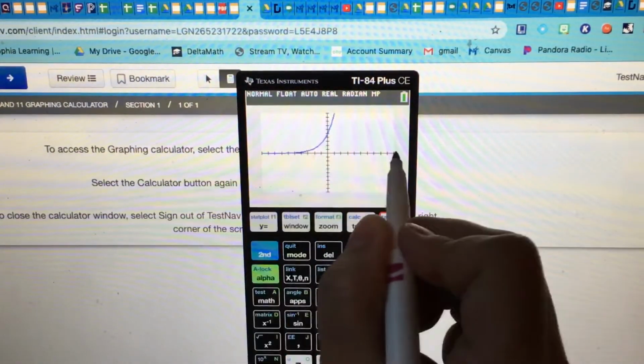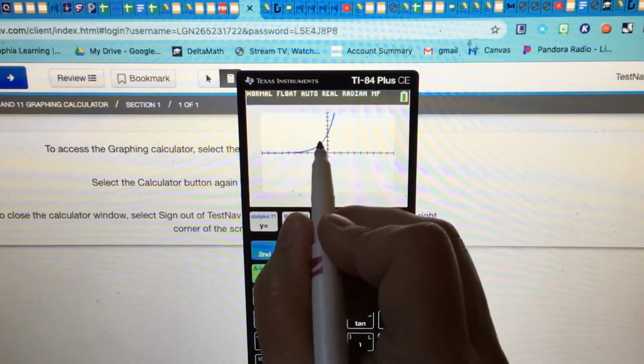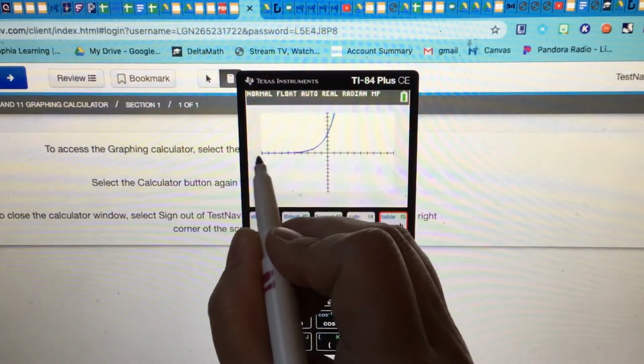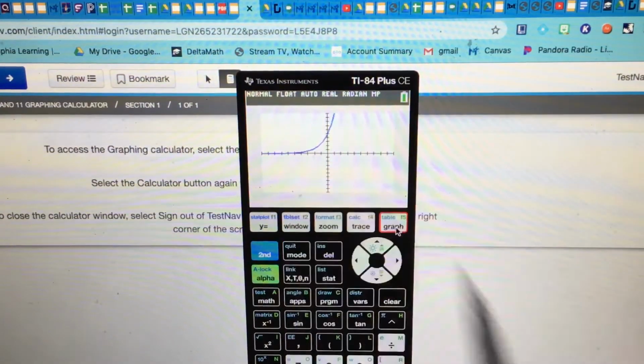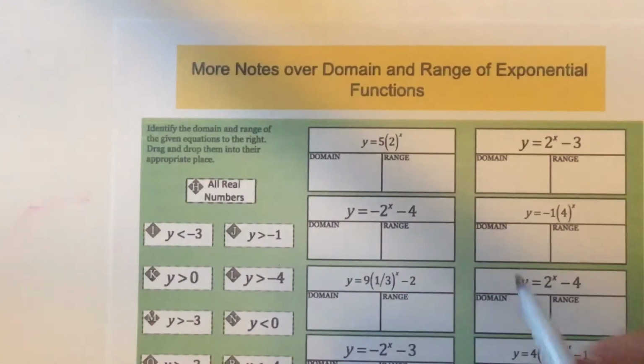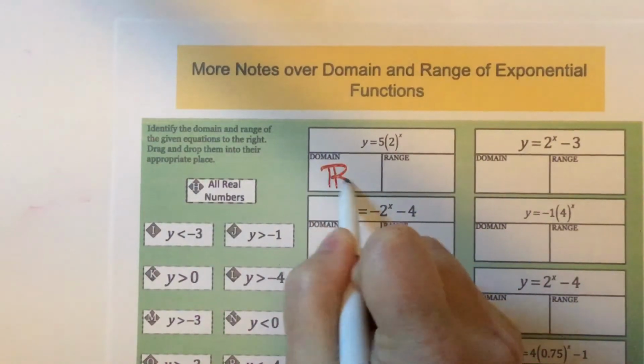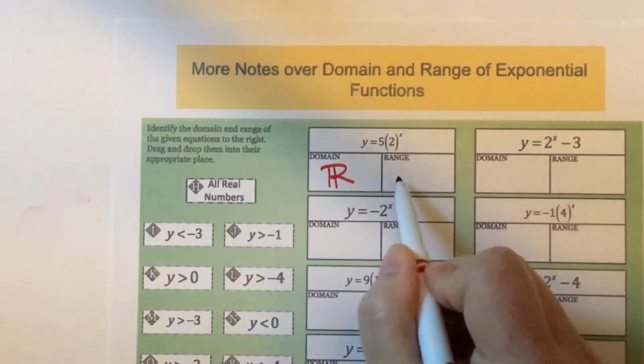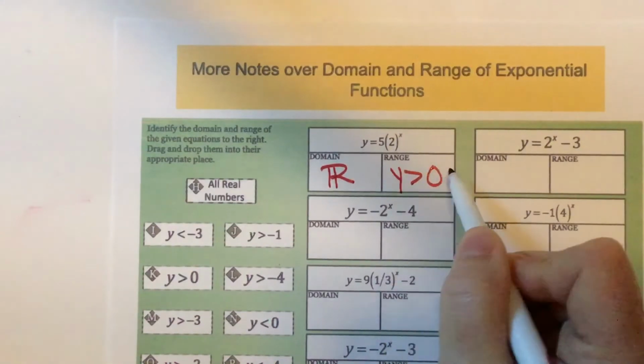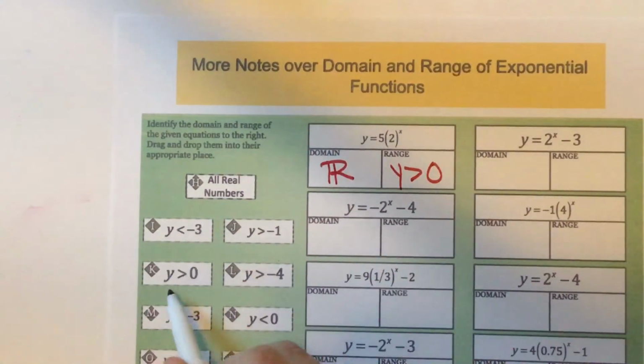Now, if this is my asymptote, then the y is coming really, really close to 0, and then it goes up, up, up, up, up. So the y's are going to get greater than 0. So the domain is going to be all real numbers, and the range is going to be y is greater than 0. And now that I've used this, I'm going to get rid of it.